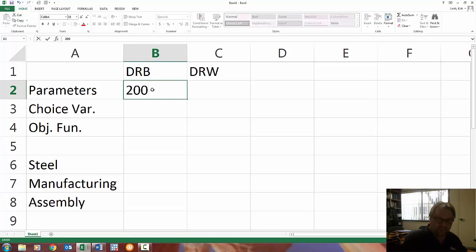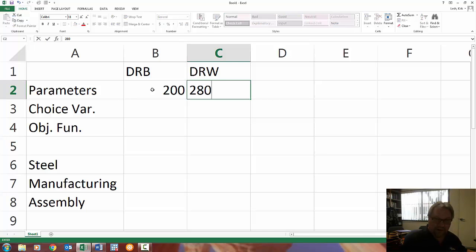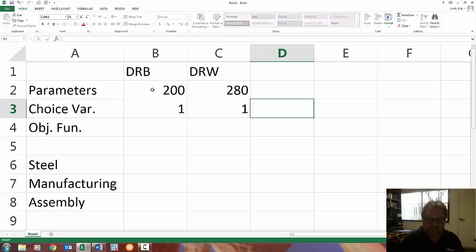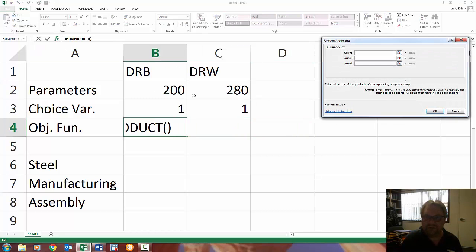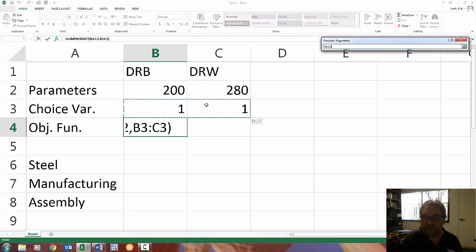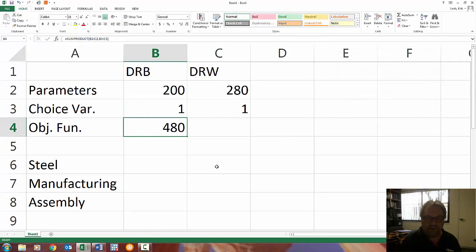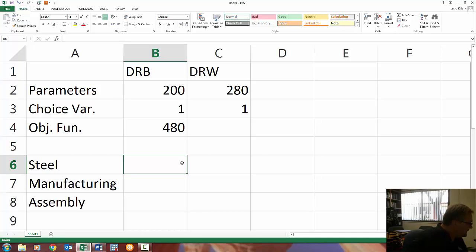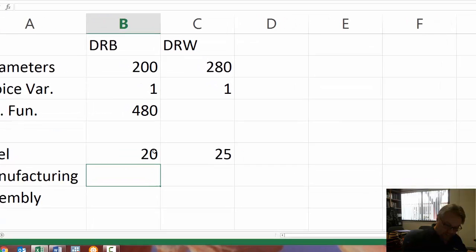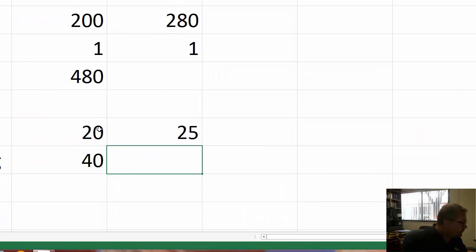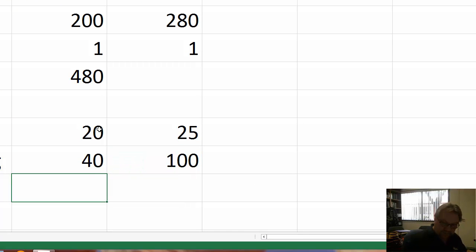So here my parameters are 200, 280. Insert placeholders, objective function, same as always. There, and there. Okay, my constraints for steel, I have 20 and 25 for manufacturing, 40 and 100. These are manufacturing minutes, assembly minutes. That's 60 and 40.